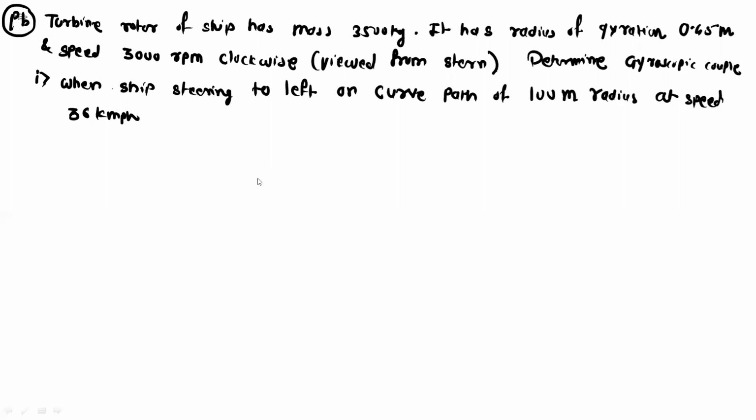So in this problem, the turbine rotor of the ship has a mass of 3,500 kg. It has a radius of gyration of 0.45 meter, and a speed of 3000 RPM. So this is the speed of the propeller. The 3000 RPM is the speed of the propeller or the turbine, and it is rotating in the clockwise direction when observed from the stern end, that is from the rear end.